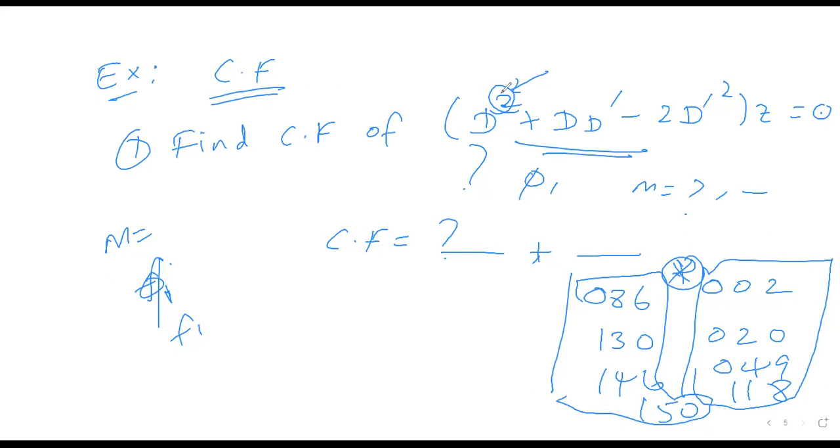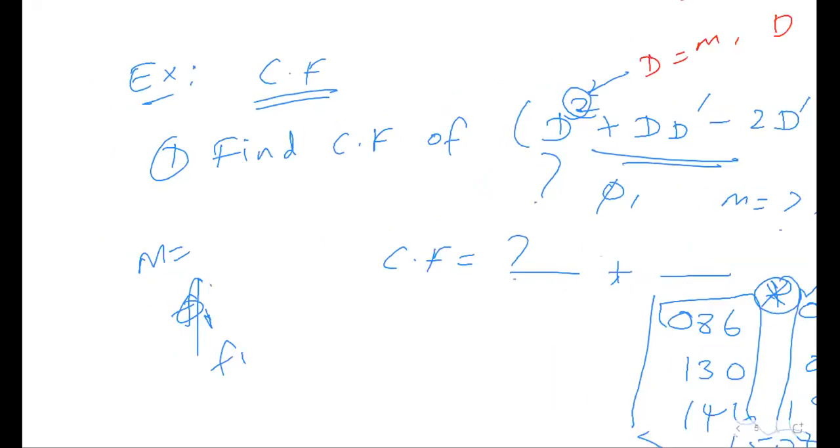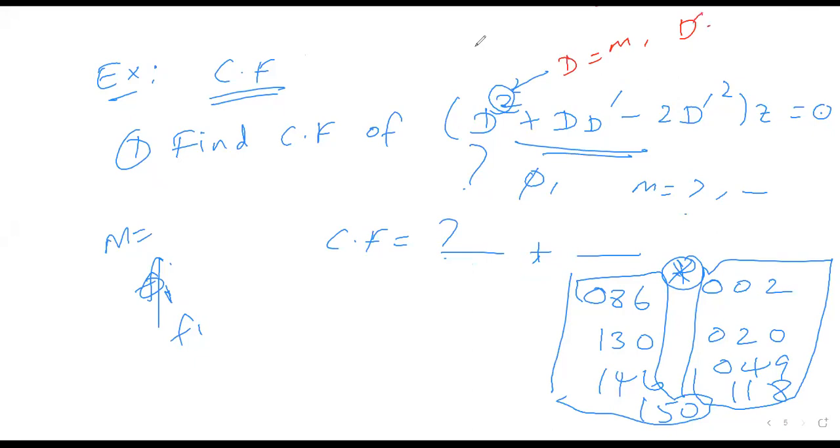So for your information, for the auxiliary equation, we take d is equal to m and d dash equal to 1, isn't it? So just substitute that. So this will be m squared plus m minus 2. If you make it equal to 0, what is the factorization? That's the question. Then you can put phi 1 of y plus what, phi 2 of y plus what? That's the question. Why is nobody answering?